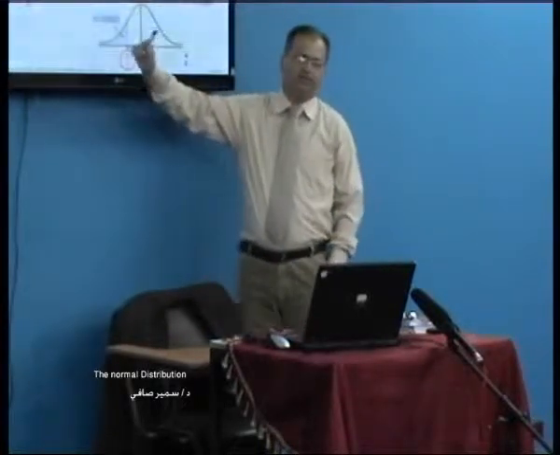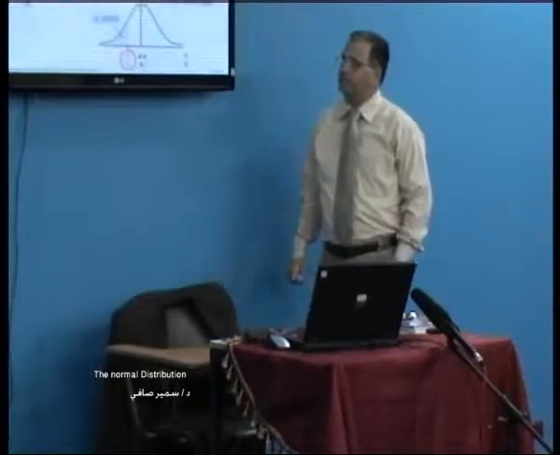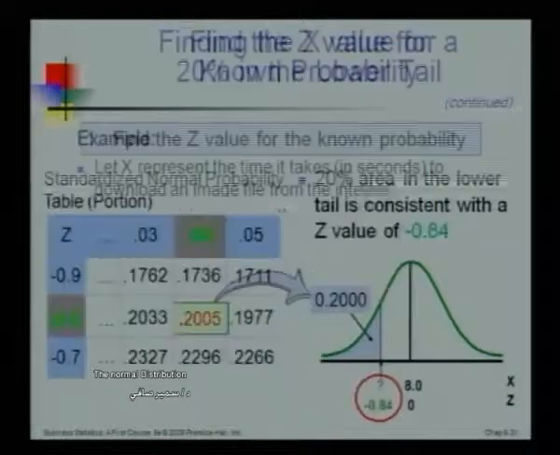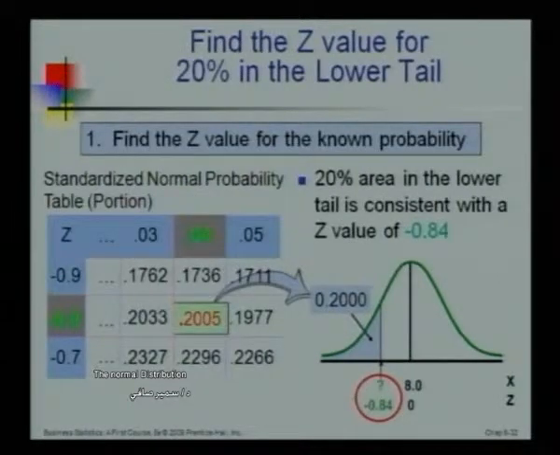So z-score should be on this side, the left side. Here again, we are asked to find the x value such that 20% of download times are less than x. So again, we are looking for the value of x where the area to the left of x equals 0.2. Now, the first step, we have to find the z-score. It's backward: z-score first, then x. Find the z-score corresponding to the probability of 0.2.